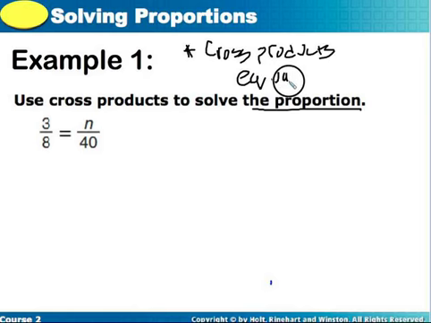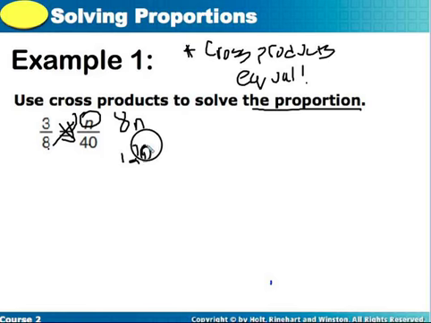So that means that if I can set up an equation stating that the cross products are equal, I can figure out what my variable n is. So cross multiply, okay, numerator to denominator, denominator to numerator, I know that 8 times n is simply going to be 8n, and 3 times 4 is simply going to be 120. Since these two ratios are a proportion, that means that 8n has to be equal to 120.